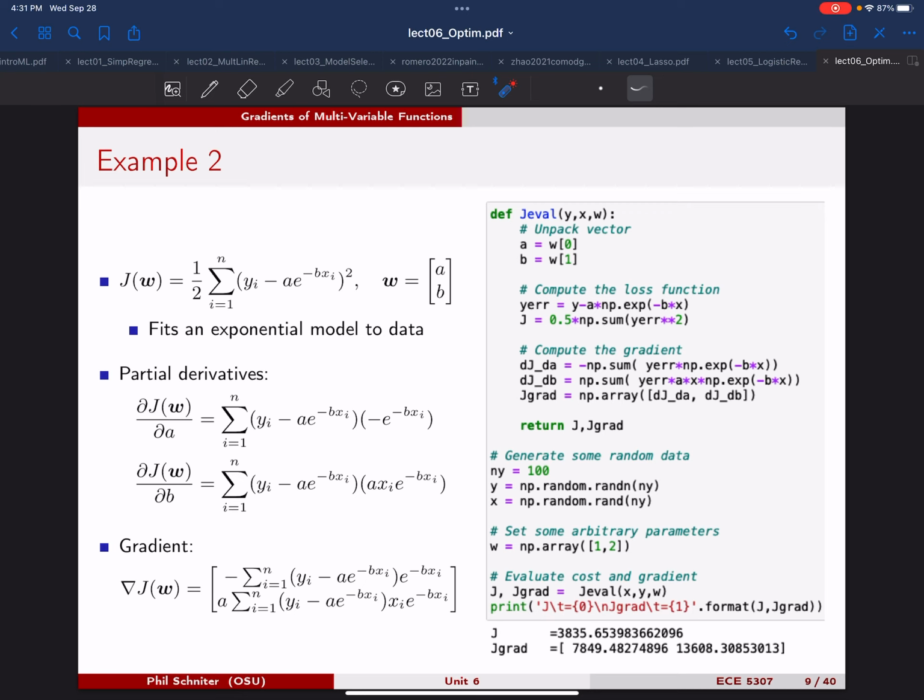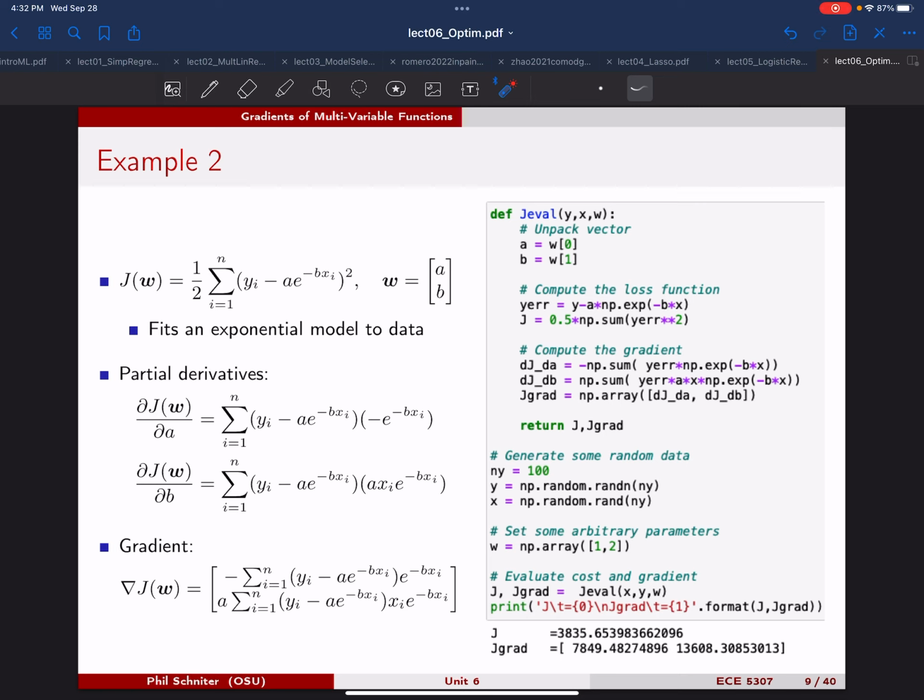Not surprisingly, the cost is very high because we have random data and arbitrarily chosen parameters that aren't going to fit the data at all. So you get these large values. The cost is large, and also the gradient is pretty large.